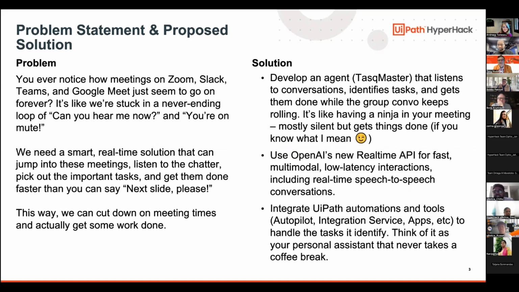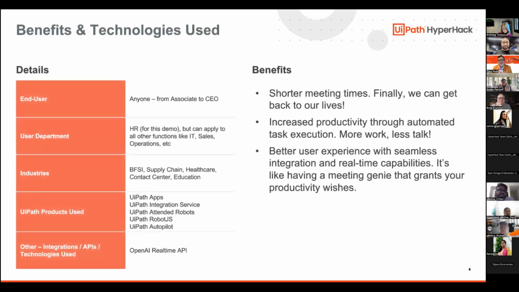Taskmaster is an intelligent agent powered by the UiPath platform and OpenAI with skills and tools to execute actions in SAP, ServiceNow, Outlook, etc. Taskmaster actively listens, understands, and interprets your conversation to seamlessly execute tasks as they are requested by the meeting attendees in real time. Say goodbye to post-meeting chaos and hello to effortless productivity, and you will see that in a demo.